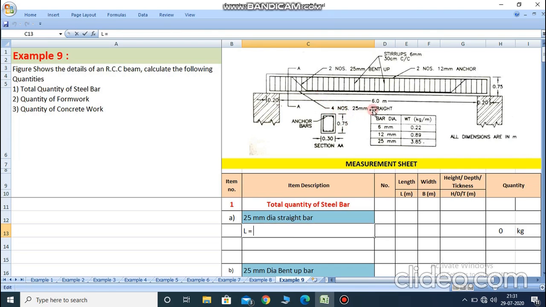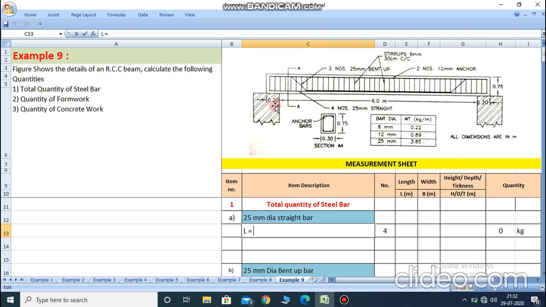The 25 mm dia straight bar given in this figure is 4 numbers. So first we put here 4. Clear? Then after, we find out the total length of the bar. For finding out the length of the bar, the distance between the two walls is given. See my cursor point. This distance is given as 6 meter, wall to wall, internal to internal distance. And 20 centimeter on both sides, left and right, supported length is given.